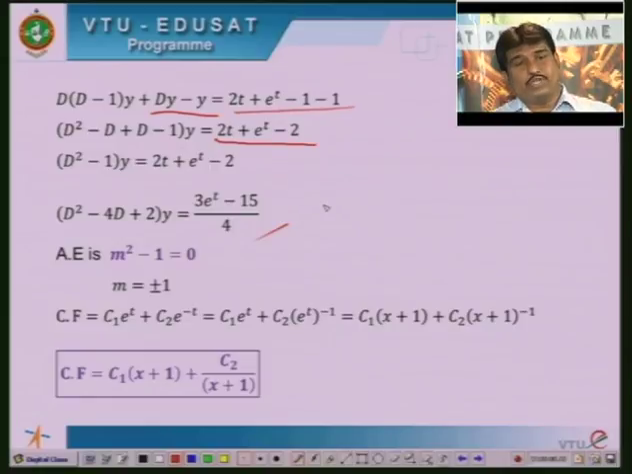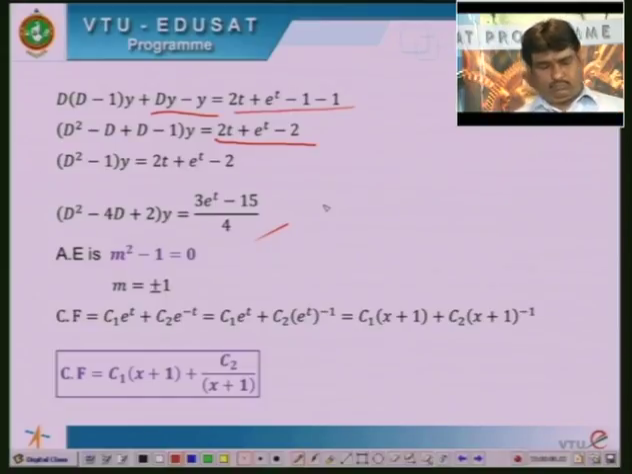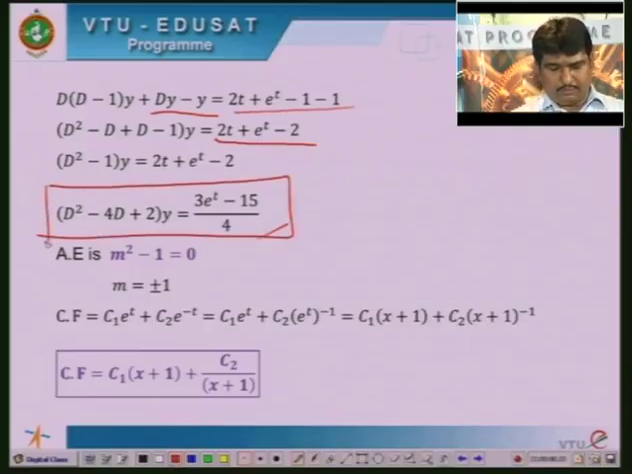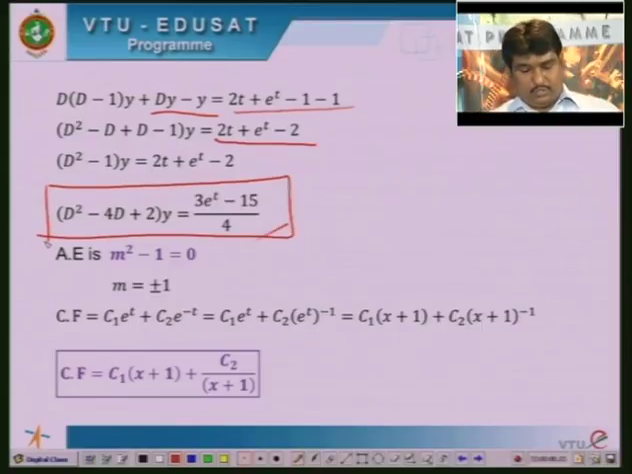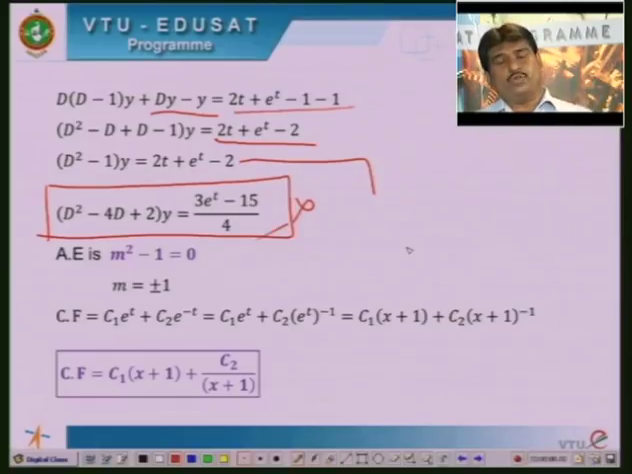D square minus 4d plus 2 of y equals 3 into e to the power of t minus 15 divided by 4. This is not the CF. No, this is not the differential equation. The differential equation is this one: D square minus 1 of y equals 2t plus e to the power of t minus 2.